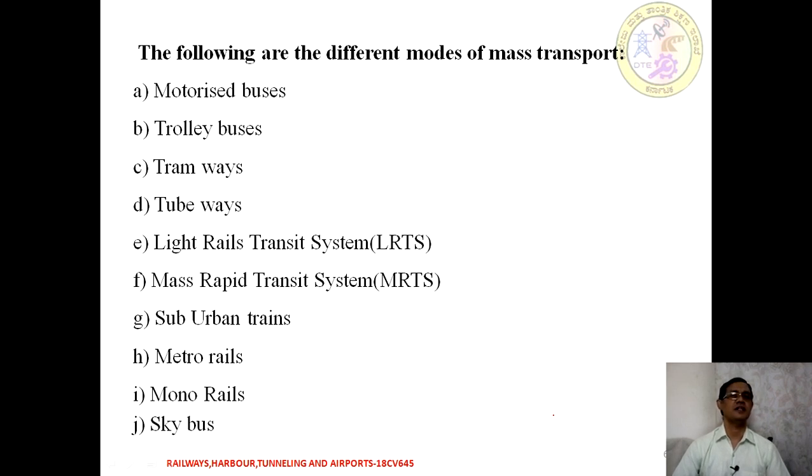It has been provided in any of the metros, depending upon the type of planning and network and loading. So first one is a motorized bus, depending upon the capacity. Next is going to be the trolley buses, tramways, LRT, that is a light rail transit system, then a mass rapid system, suburban rails, metro, mono and sky buses. So these are all different modes of mass transit systems we have been adopting.